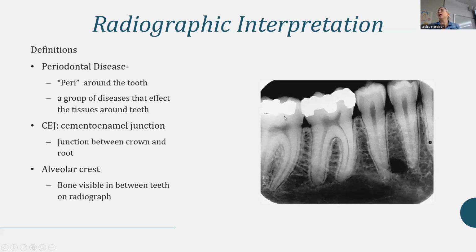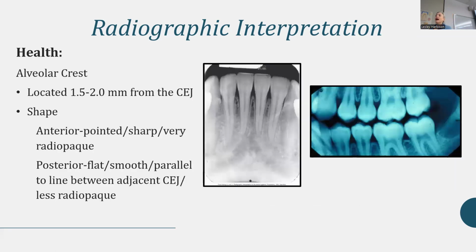Alveolar crest, that's the bone visible between the teeth, usually is pretty close to the CEJ. So in a healthy mouth, the alveolar crest, the bone should only be anywhere between 1.5 and 2 millimeters below the CEJ. It could be close, it could be just a millimeter, and you guys can visualize a millimeter because you have it on your probe. So it's really tiny. So the bone should be really close to the CEJ, maybe 2 millimeters max. And so that's the first thing.